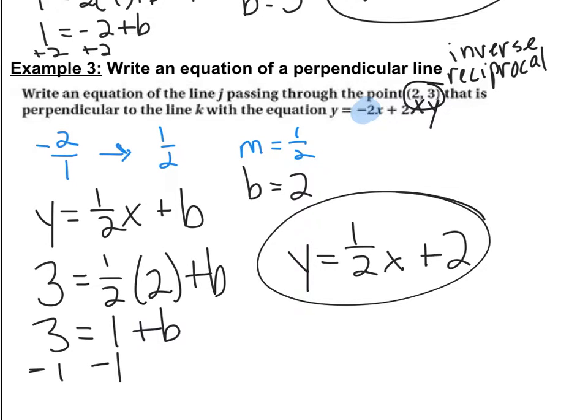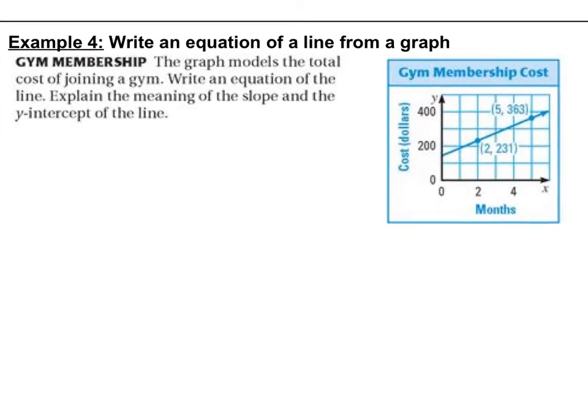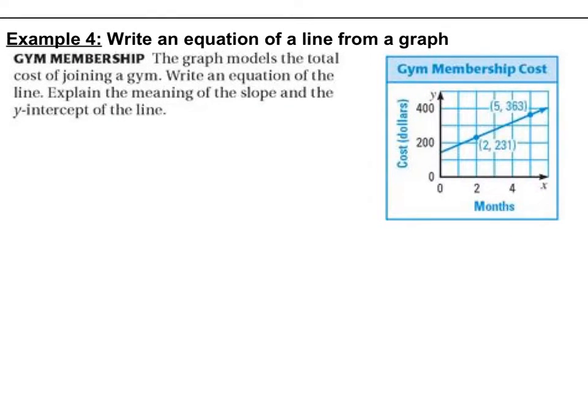All right, so let's flip the page. More examples to go. Okay? We're going to kind of bring it into a real life situation here, or at least try and get you thinking about what this means here. So the graph of this model over here that we're looking at is a gym membership cost. Okay, so what they want us to do is write an equation of the line and then interpret what it means.